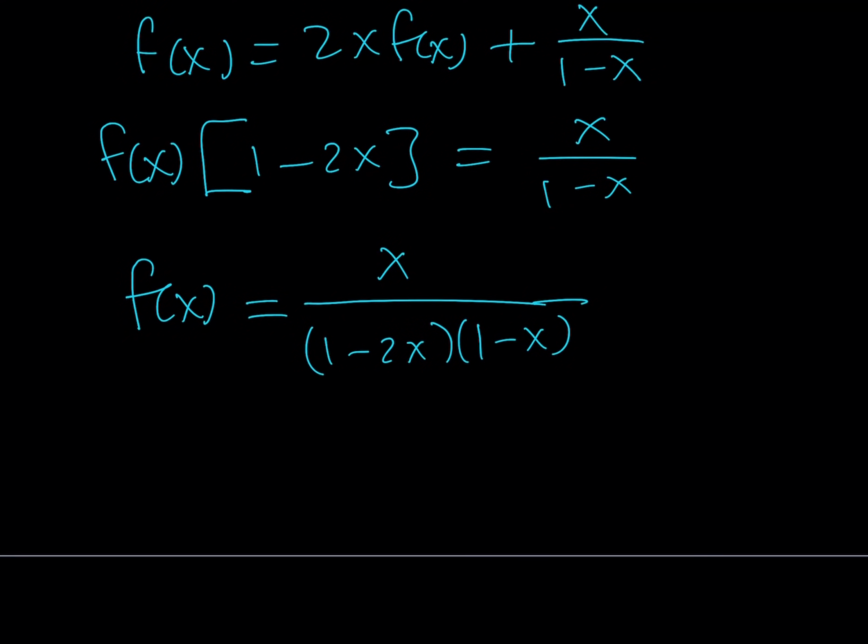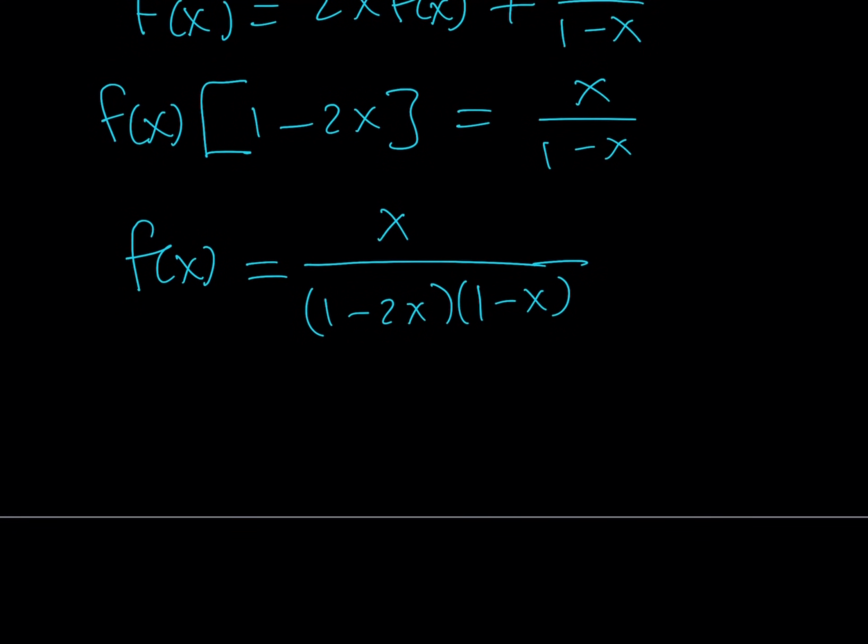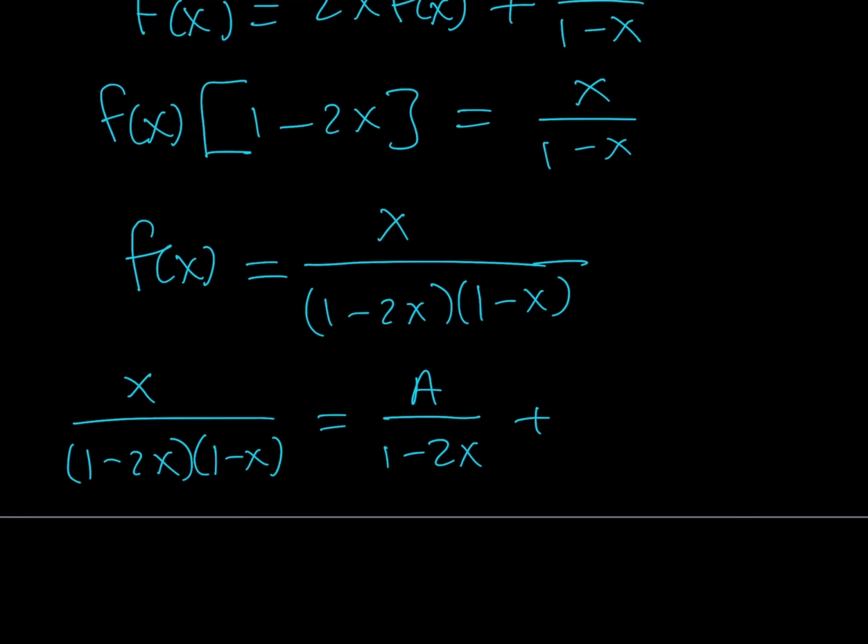And for that purpose, I'm going to use partial fractions. So let's go ahead and split it up into two fractions. Let me show you how that's done. We can basically write this as a sum of two fractions. So x over 1 minus 2x multiplied by 1 minus x can be written as A over 1 minus 2x plus B over 1 minus x. Because the factors in the denominator are both linear, I can use A and B in the numerator.